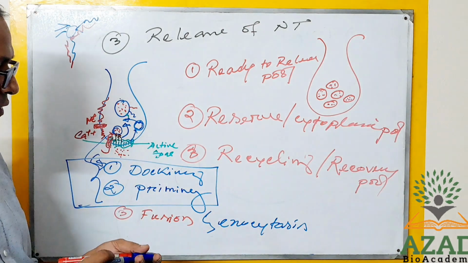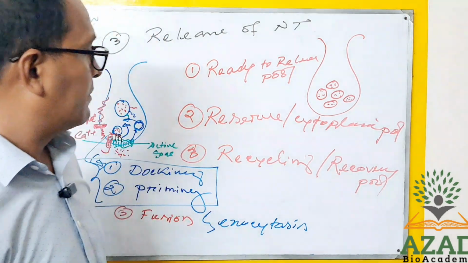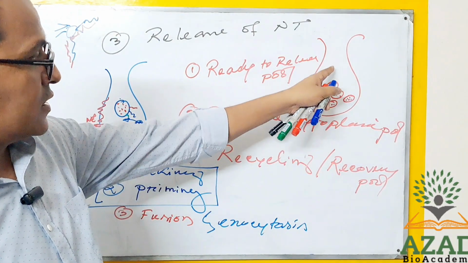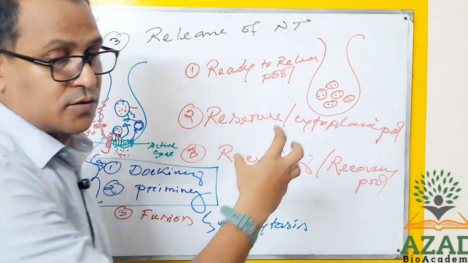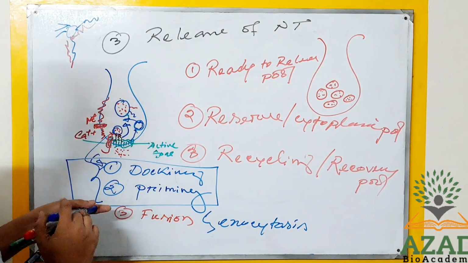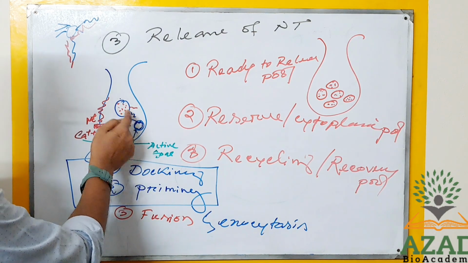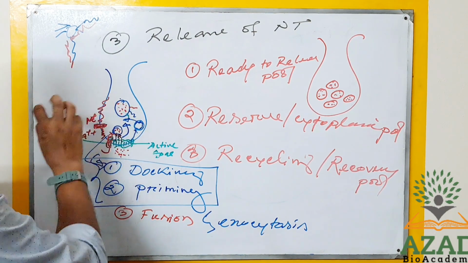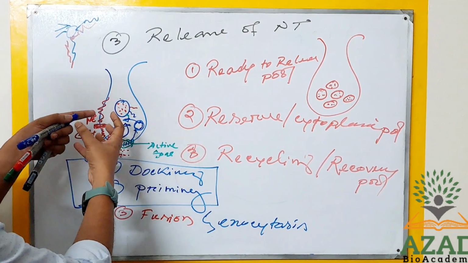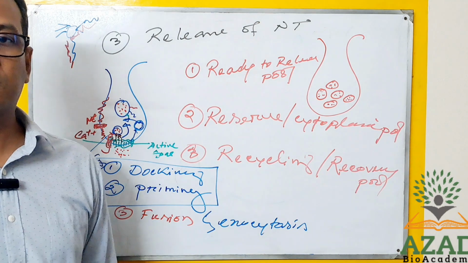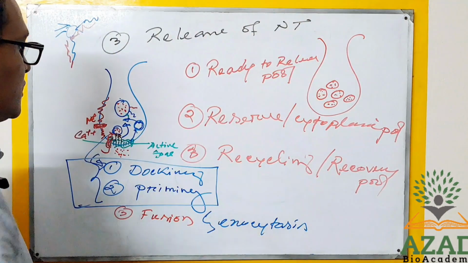Vesicle, not yet reloaded. After that it will reload. I missed one thing: the vesicle will be there, and the neurotransmitter will reload through the transporter within this area. So this is the maturation of the vesicle. When recycling happens, it will again take part in the loading process of the neurotransmitter, and then again in the release process. So this is the release of the neurotransmitter.